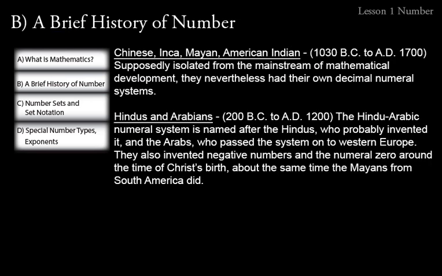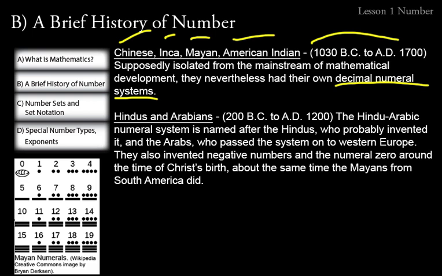Some other groups, Chinese, Inca, Mayan, American Indian, over about a 3,000 year period here, supposedly they were isolated from the mainstream of mathematical development, but nevertheless they had their own decimal numeral system, so maybe they weren't as isolated as we think they were. But that shouldn't really surprise us that they all had decimal numeral systems, since we all had the same Creator. He designed us to reason through things.